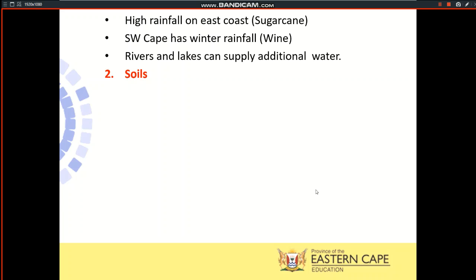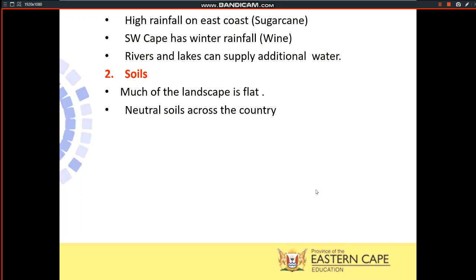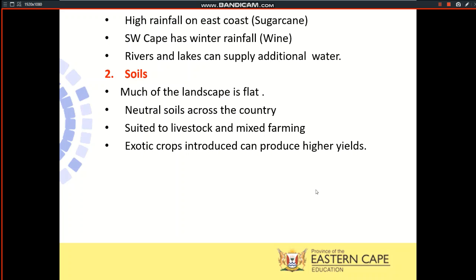Then we come to soils. How does soil favor our farming, our agriculture? Much of the landscape where we have our products is flat. That favors agriculture. Neutral soils across the country. It is suited to livestock and mixed farming. Exotic crops introduced can produce higher yields.